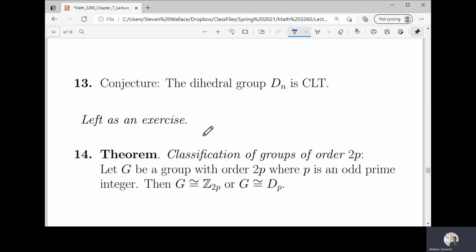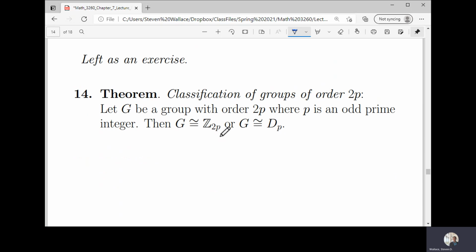I think if you guys want to work on trying to show, either prove or disprove, that the dihedral group is CLT, if you can do that and give me your solution, then you can do that for extra credit. So I'll leave that as an exercise.